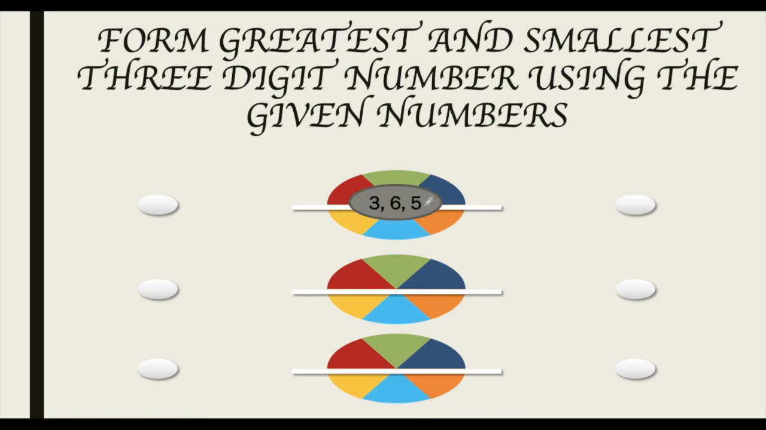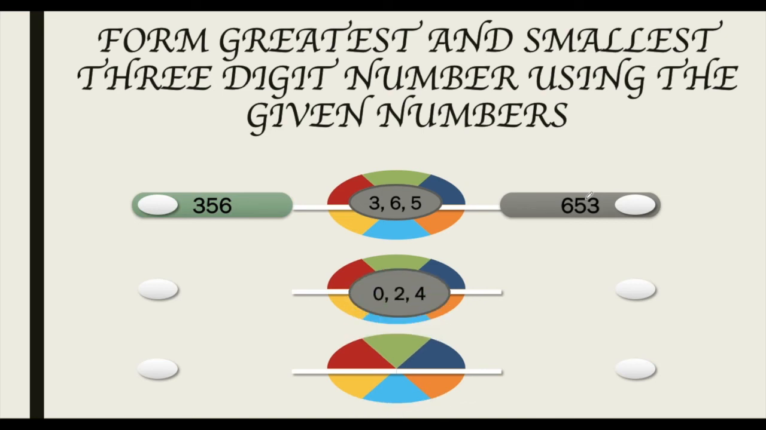So by these numbers, the smallest number can be formed as 356. So 356 is the smallest number and the greatest number is 653. Here for the smallest number, you have written the numbers in ascending order, that is 3 is the smallest, next we have 5, and next we have 6. In the greatest number, you have written the numbers in descending order, that is from the greatest number to the smallest number, that is 6, 5, 3, which makes it 653.